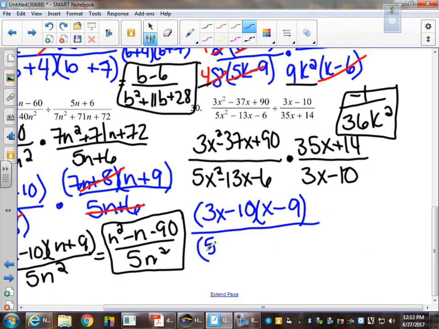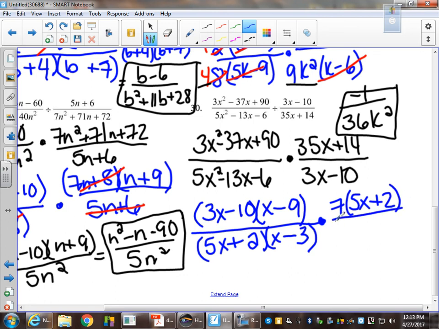When we factor out our denominator, we have 5x and x. We're going to be using 2 and 3. So we have 2x and 15x. To get to a negative 13, the 15 has to be negative and the 2 has to be positive. Now, for our second fraction, we can factor out a 7, and we're left with 5x plus 2. In our denominator, we cannot factor anything out, so we're just going to leave it as 3x minus 10.